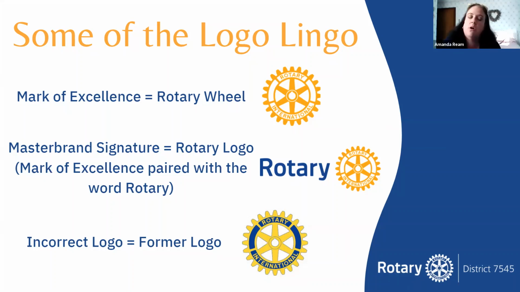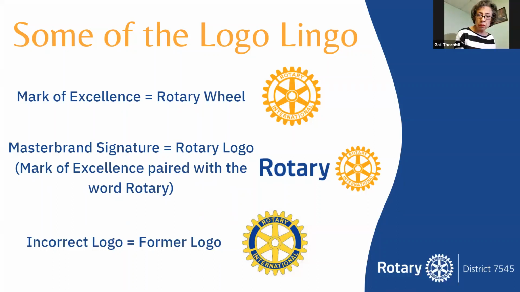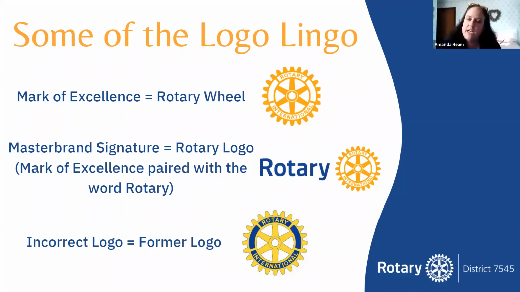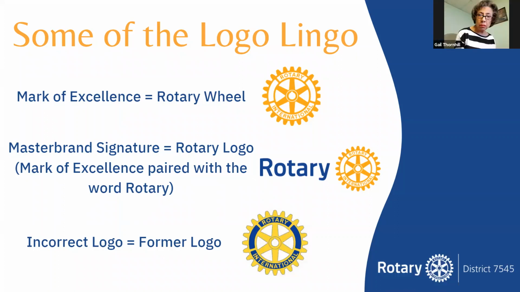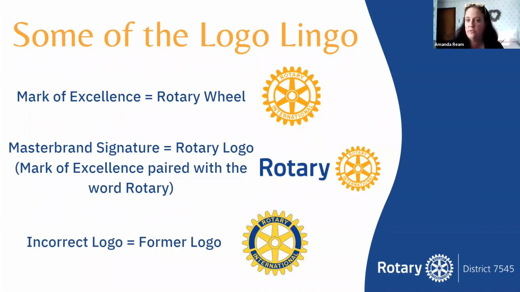Well, the Rotary logo, also known as the master brand signature, is the Rotary wheel, the mark of excellence, plus the word Rotary. And that second logo down there is the new logo that is supposed to be used. And then the bottom one, which is an old faithful, is the former logo. That one is not really supposed to be used anymore. And that is the two-tone gold and blue together with the Rotary International. And so that's been replaced. I think the goal behind replacing that and having the Rotary word out separate beside the wheel was to make it more prominent and easy to read for folks to really acknowledge and understand that it's Rotary. So you might see some of those terms today as we go forward.